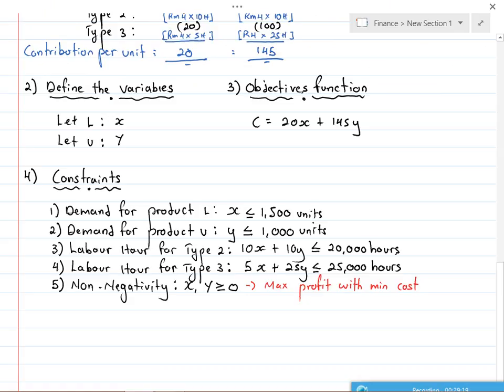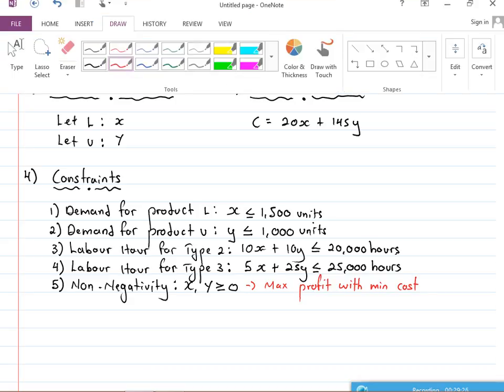You cannot get any loss over here. Must be a profit. Okay? Now, on the next part.